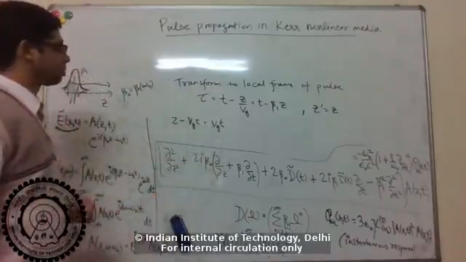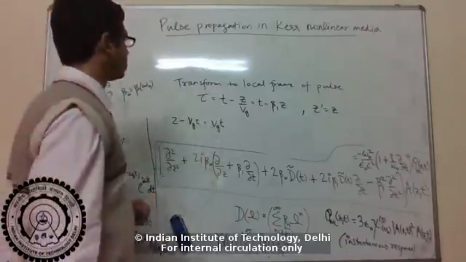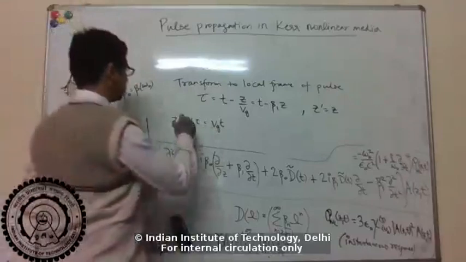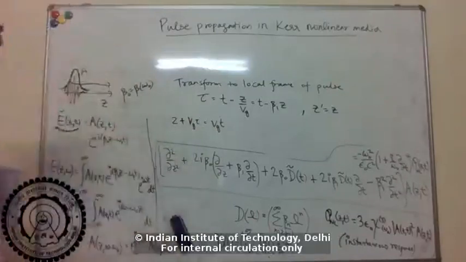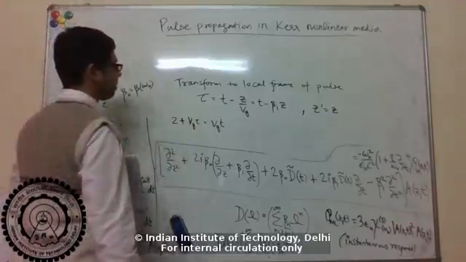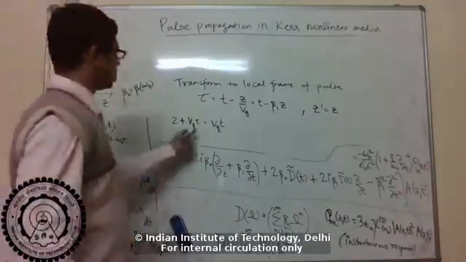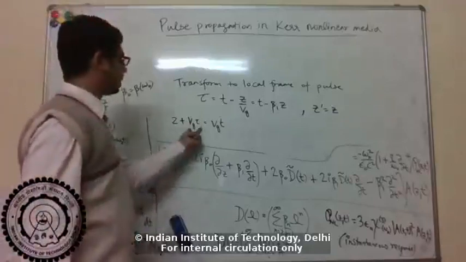Z plus Vg of t, I think so. From the mathematical expression, Vg of tau is... So Z minus Vg of tau is equal to minus of Vg of t tau. Right, so my new time coordinate.